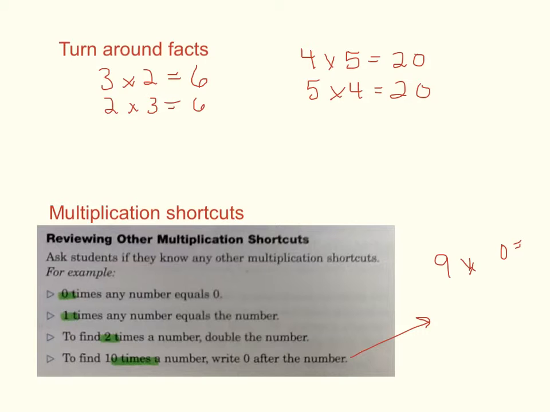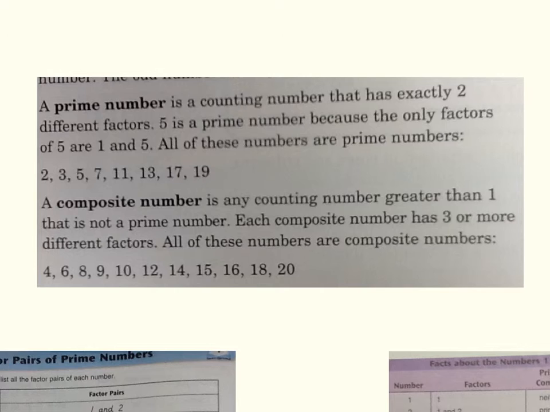9 times 10, anything times 10, you take that first factor, the 9, and you add a 0. So if we have 4 times 10, it's just 40. 5 times 10 equals, right, 50. 2 more terms that we need to know, and it's prime and composite.